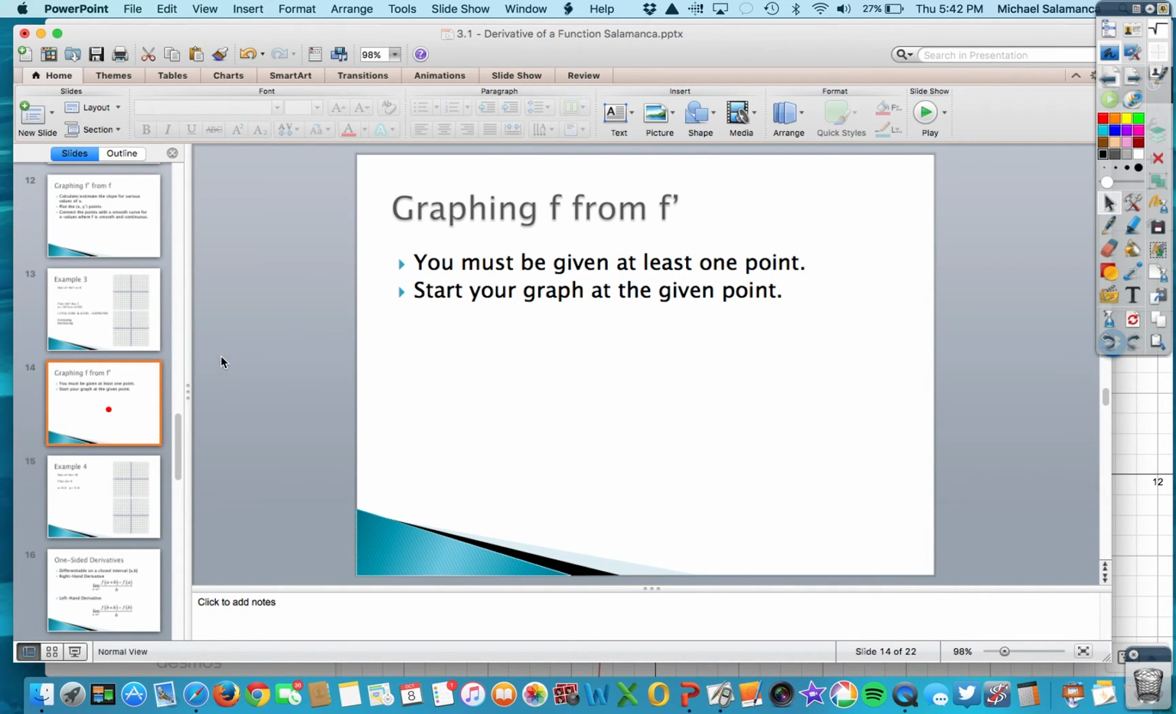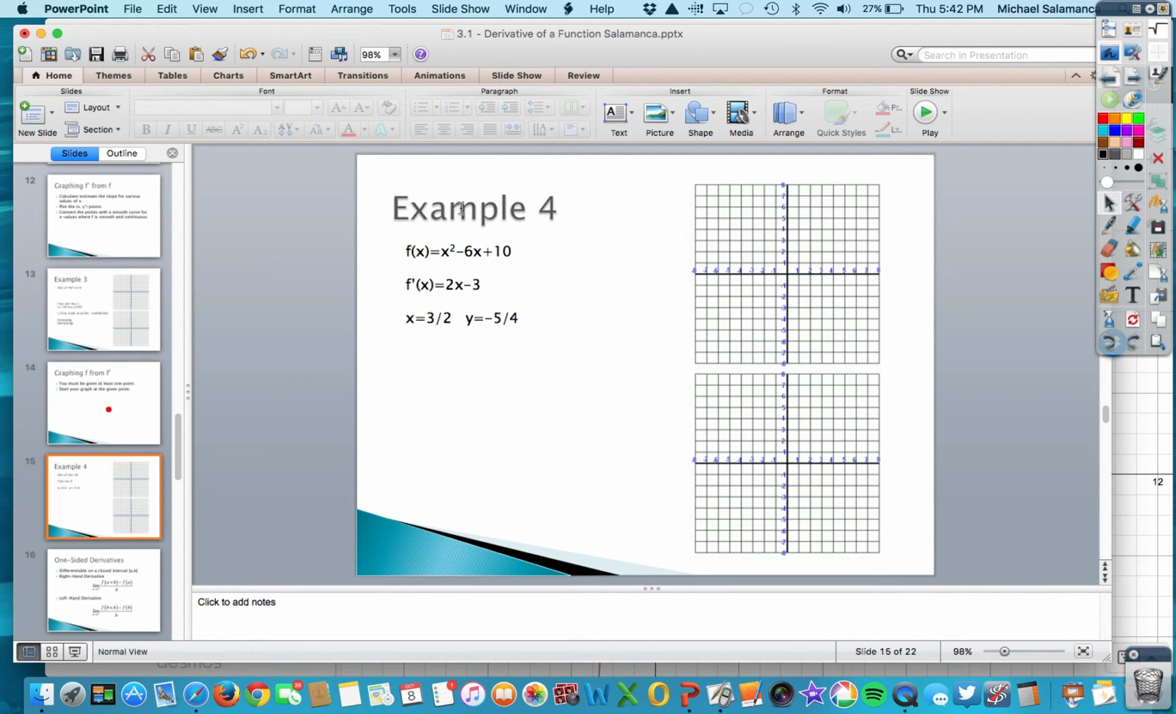So again, you must be given at least 1 point, start your graph at the given point. We'll talk about this. Example 4, same idea. We have x squared minus 6x plus 10. We solve the value here. What this does, this x equals 3/2, tells us what the graph is doing already.